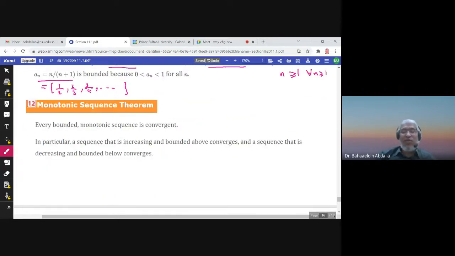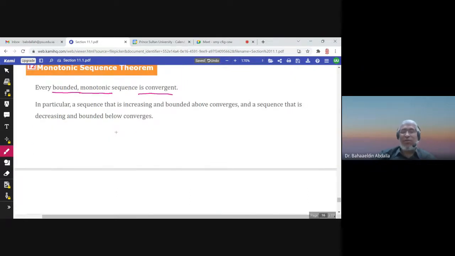Now, if the sequence is bounded and monotonic, it would be convergent. Okay, and that's a theorem. If it is bounded and monotonic, it would be convergent.